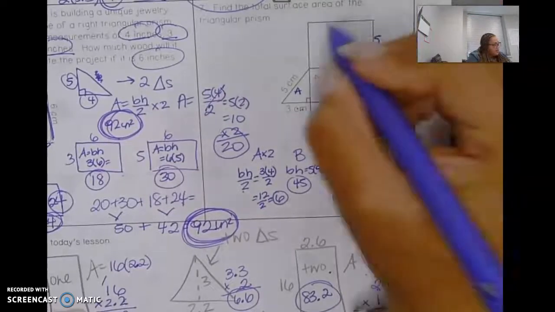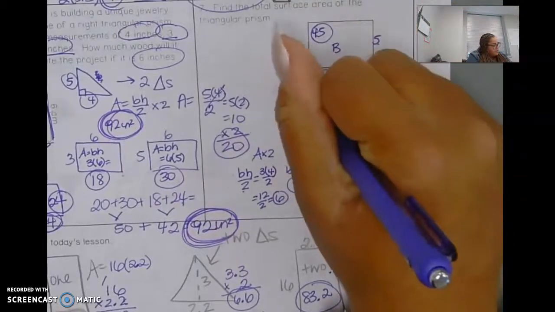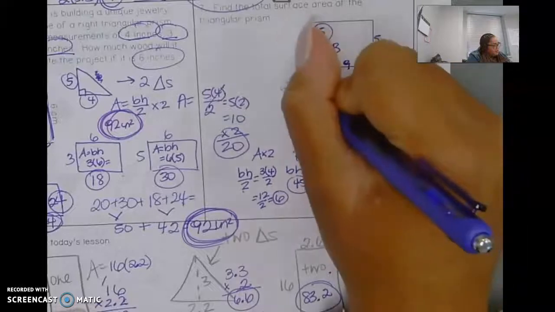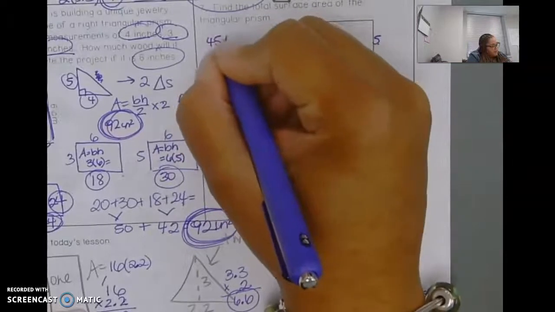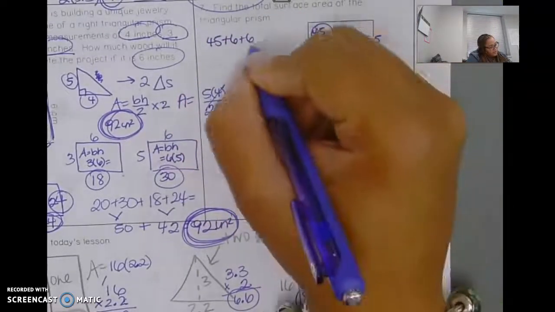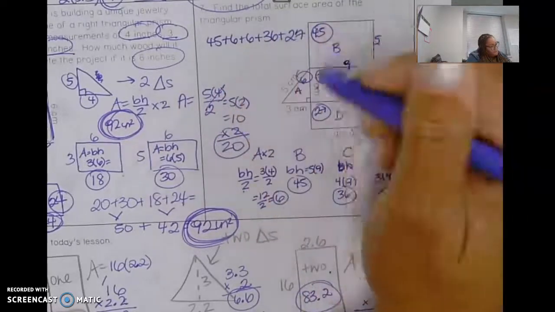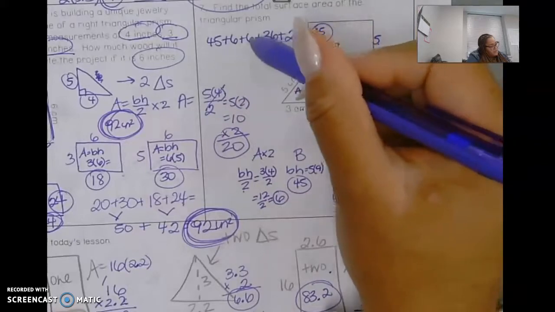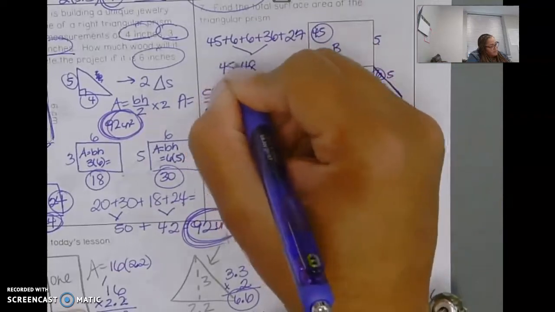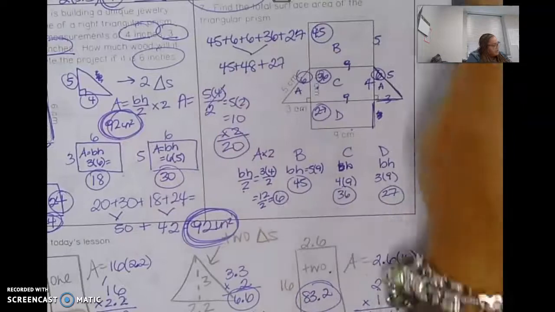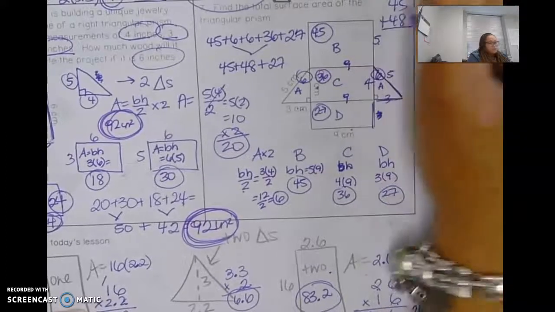Okay, so I have 45, 36, 27, and 6, and 6. So I've got 45 plus 6 plus 6, that's my 2 triangles, plus 36 plus 27. So I have 6 6s here, 7, 8 6s. This is 48, 45 plus 48 plus 27. I'm going to have to write this down, 48, 27.